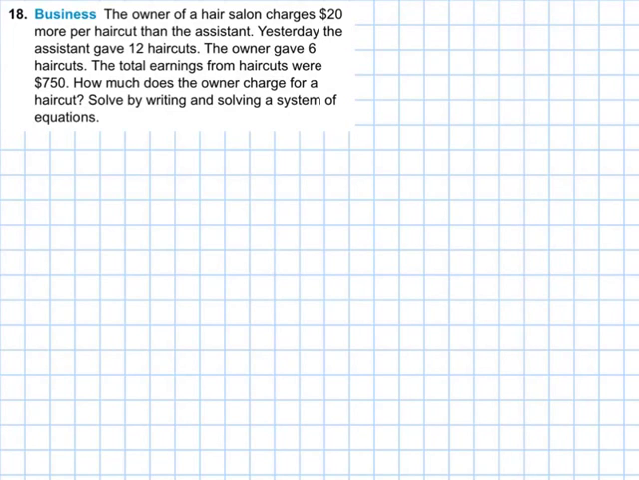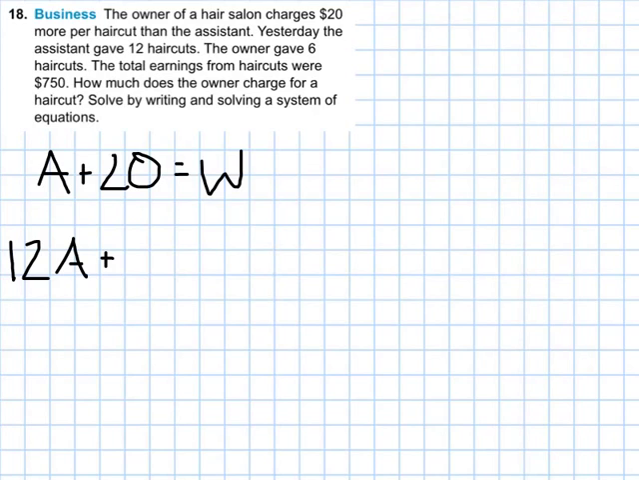So, we need to read the information and try to find two equations that work. We know the owner charges $20 more than the assistant. So, the assistant's plus $20 equals the owner. We'll call the owner W, because we don't want to call it O because it would look like a 0. Second equation, if the assistant gave 12 haircuts, 12 times whatever he charges, plus the owner gave 6 haircuts, 6 times W equals 750 total.